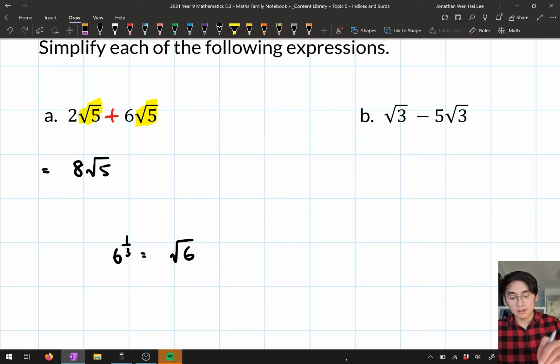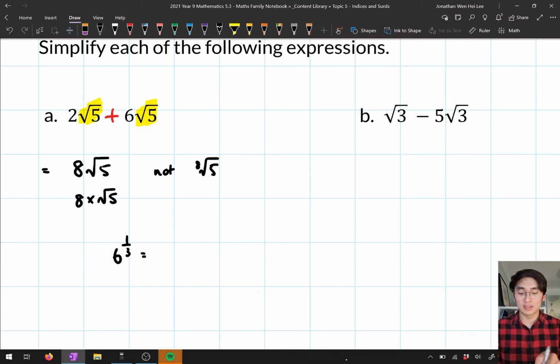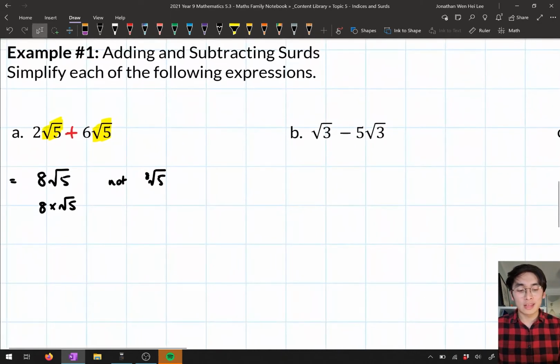When we deal with these numbers at the front, it's not actually the same thing. This number that we got here is not the 8th root of 5. This is just telling me I've got 8 lots of square root 5, or 8 times square root 5, and not the 8th root of 5. I've just made a quick note about that. Okay, cool. Let's have a look at the next example.